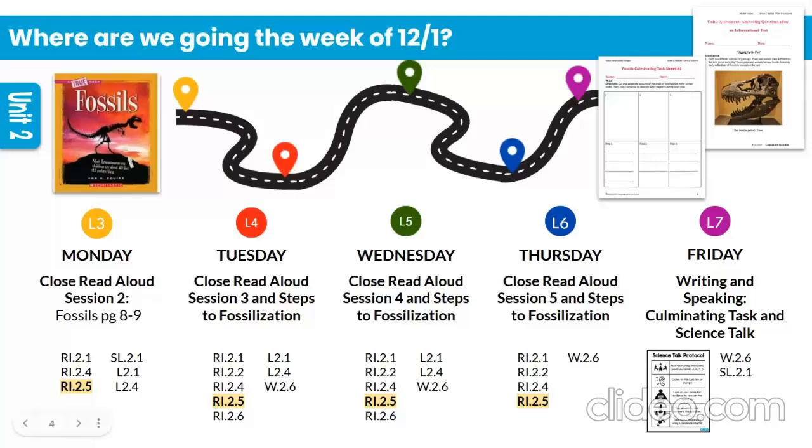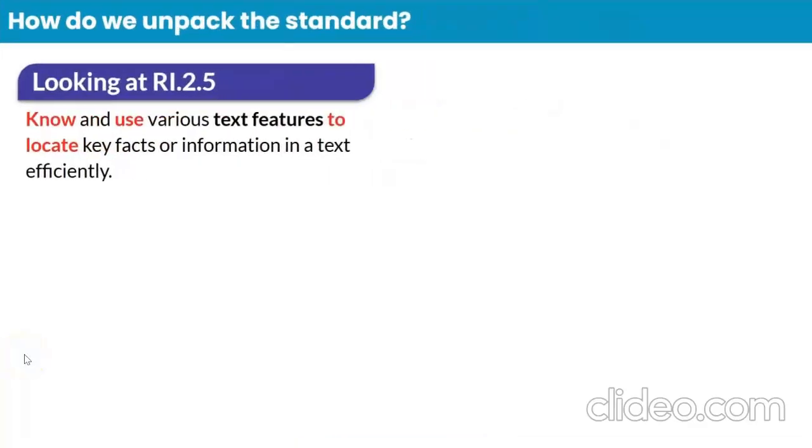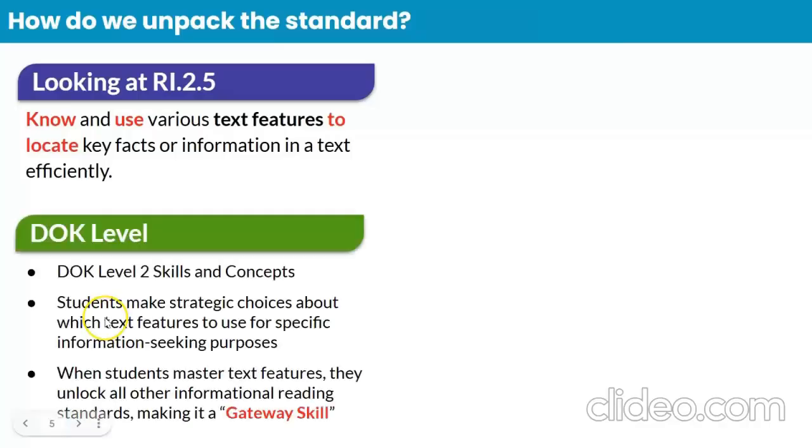This week, we will unpack RI.2.5 to see how it is critical in order for students to access complex informational text. RI.2.5 asks students to know and use various text features to locate key facts or information in a text efficiently. Without the context of a task, RI.2.5 is known as a DOK Level 2, Skills and Concepts. When students master text features, they unlock all other informational reading standards, making it a gateway skill.